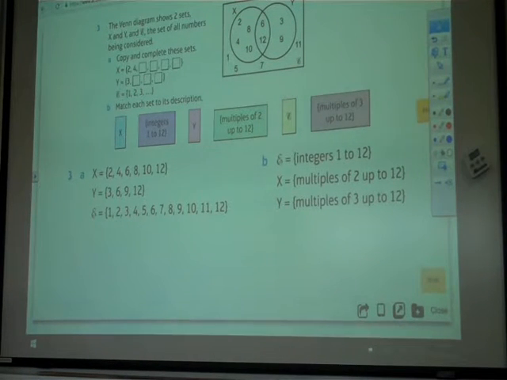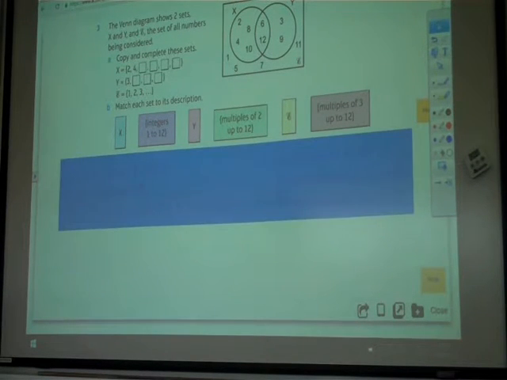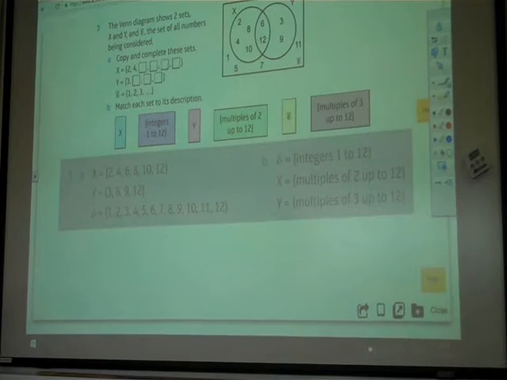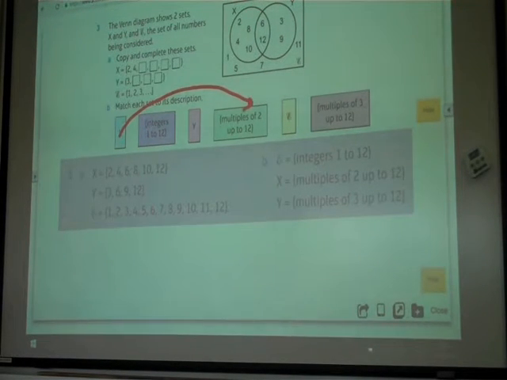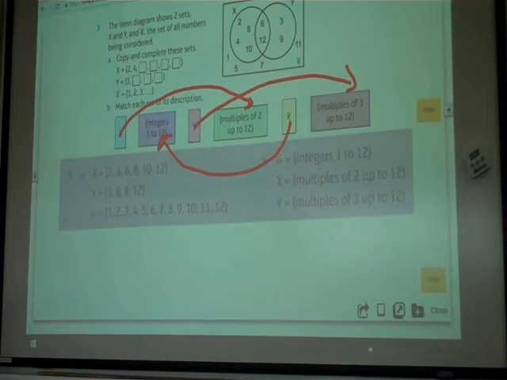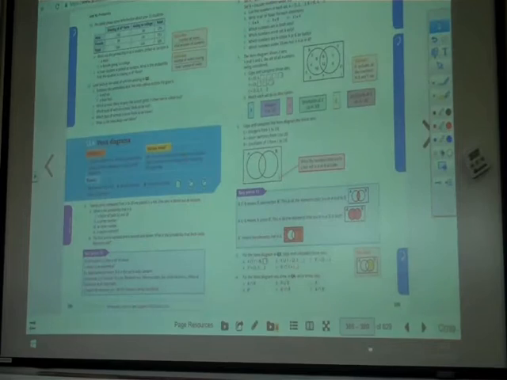Okay, so when you were looking at the matching here, we didn't do the matching, but the set X, how would you describe the set X? Even numbers. So it's multiples of 2 up to 12, because it's not just even numbers, is it? It's only up to 12. So the X one went with that one there. What about the Y? Multiples of 3 up to 12, and all of the elements of the set are integers from 1 to 12. Are you happy with that so far?